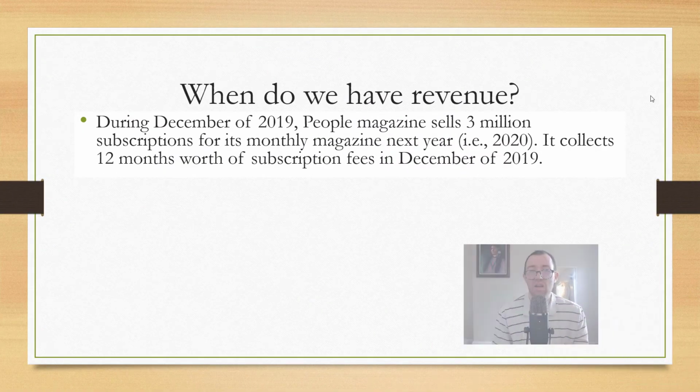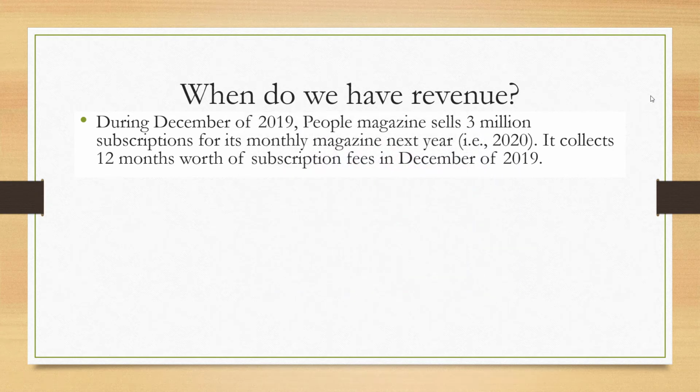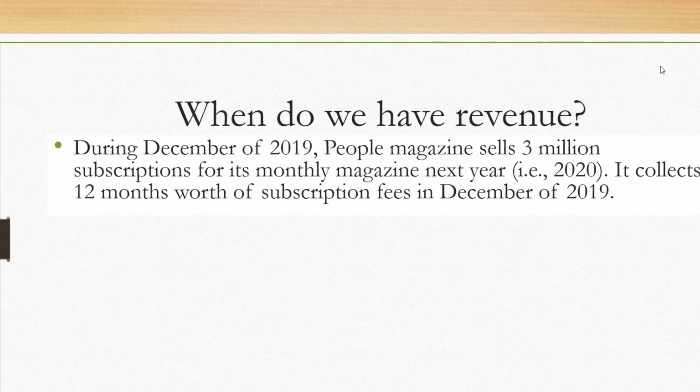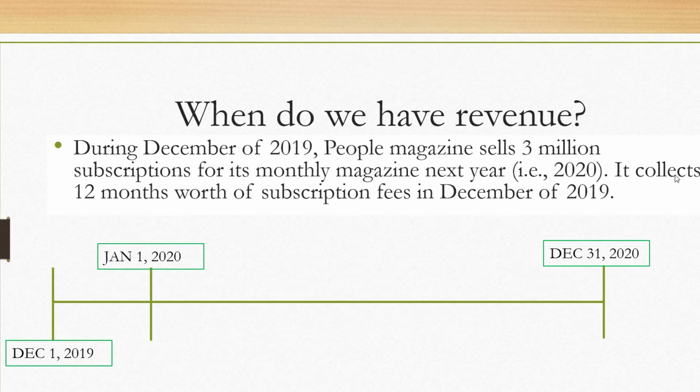Alright guys, let's talk about recognizing revenue and expenses. So, when do we have revenue? People Magazine here sell a lot of monthly subscriptions, but they collect the fees all at once before they actually provide the magazines. The answer is that every month in 2020, they would recognize 1/12 of the total revenue there. In other words, they recognize it as they earn it.